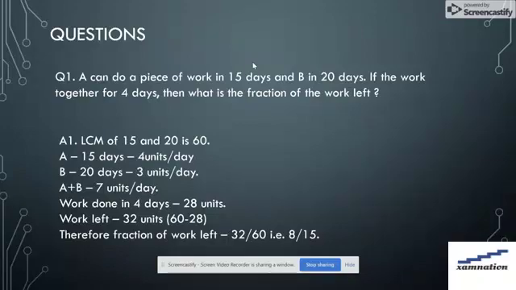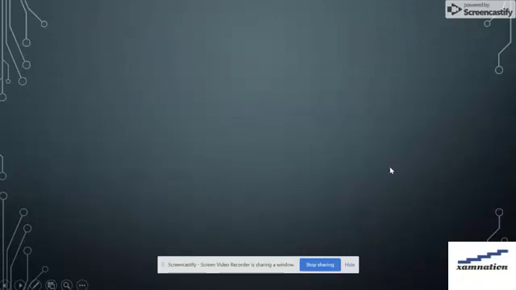So now to find the fraction of the work left, we need to first find out the number of units left to be completed. That will come down to 32, that is 60 minus 28. So the total fraction of work left will be total amount of work left upon the total amount of work to be completed. That is 32 upon 60. Simplifying it, it comes down to 8 upon 15. Let's move on to the next question.